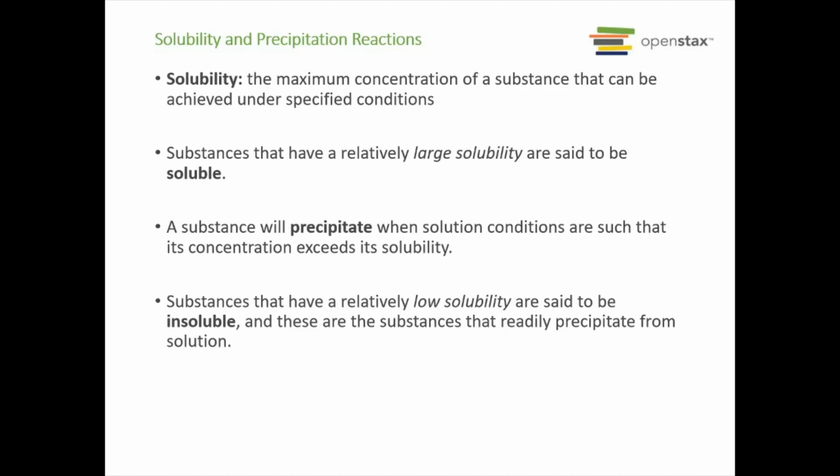If you have a substance that a relatively large amount of it can dissolve in your liquid, it is said to be soluble. For instance, in general, sugar is soluble in water. Now, you get a precipitate when solution conditions make it so that the concentration of solute exceeds its solubility. So I keep adding more and more sugar to my tea, and eventually I'm going to get a precipitate of sugar because it can no longer dissolve. If you have something that has a low solubility, it is said to be insoluble, so it's going to really easily precipitate out of solution.